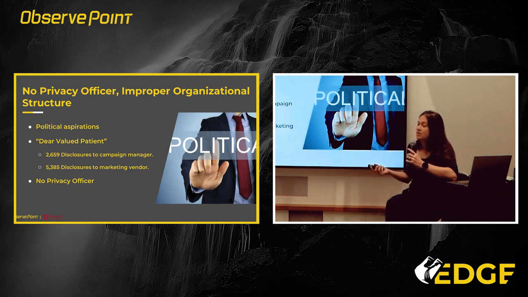So he used their data in a way that they didn't plan on and didn't approve, and he also passed their name, contact information, and other sensitive information to a third-party campaign manager and marketing vendor to send out these disclosures. So the problem here is he didn't have a privacy officer.